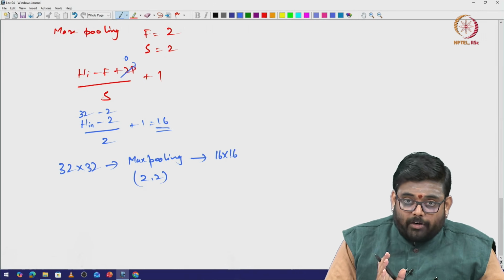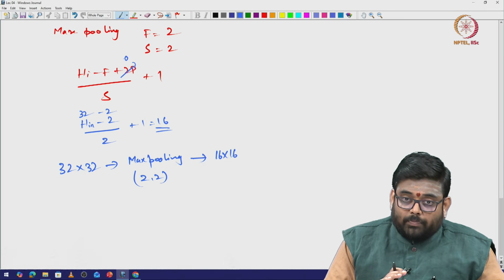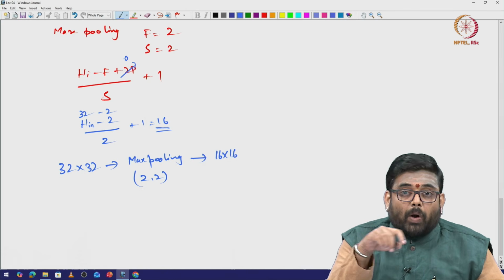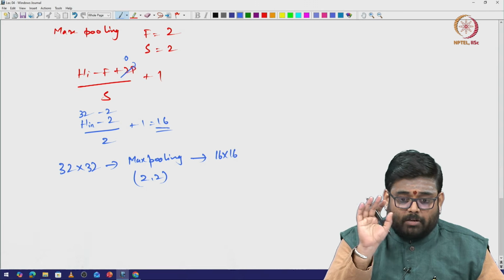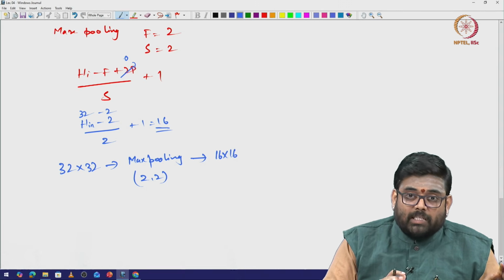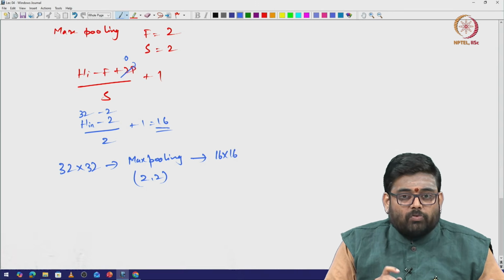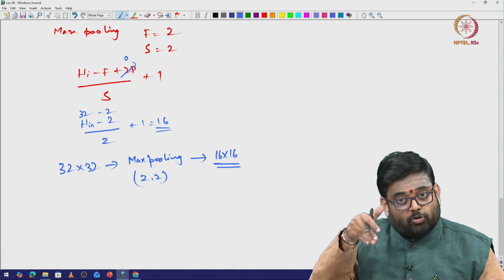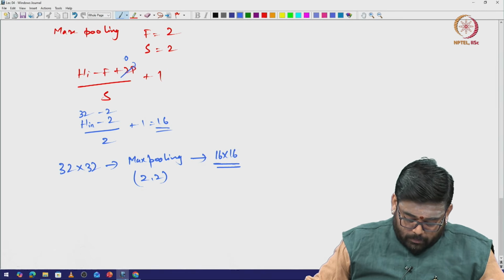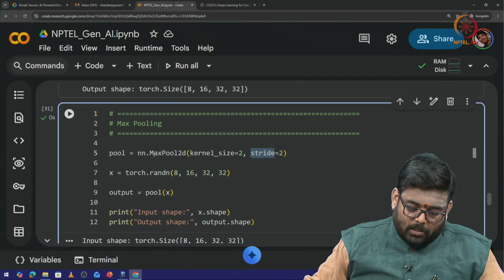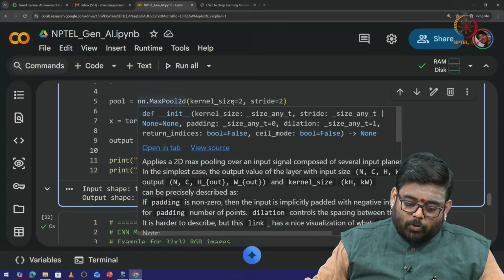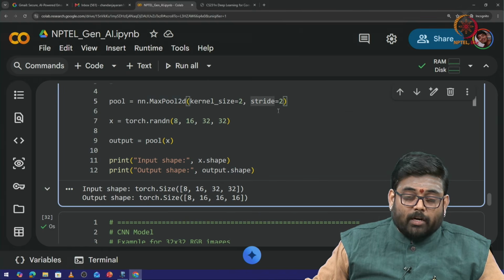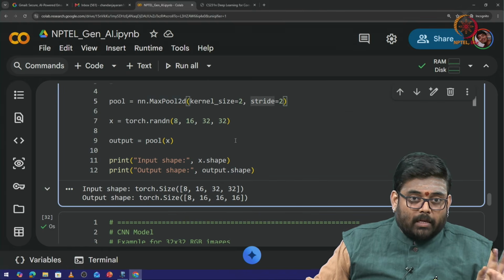If you have different options you can go ahead and use them. You can make stride 1 and kernel 3, that is perfectly fine. Accordingly the shapes can be modified, but this is the standard configuration in which we use it, where the size is reduced by half. Here is how you create an instance of max pooling: nn.MaxPool2D, the kernel size is 2, the stride is 2.